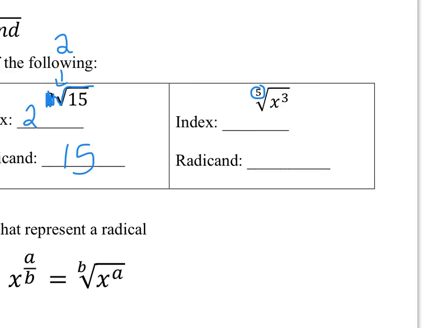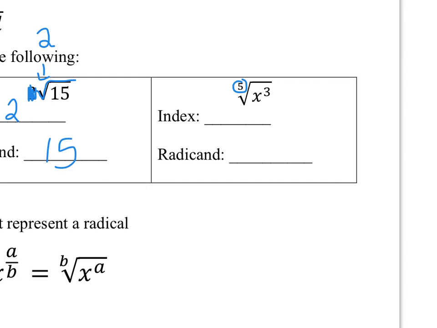Moving over, this one is pretty straightforward. The index is 5. The radicand is x to the third.